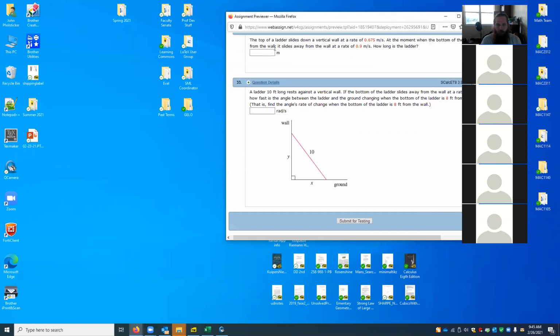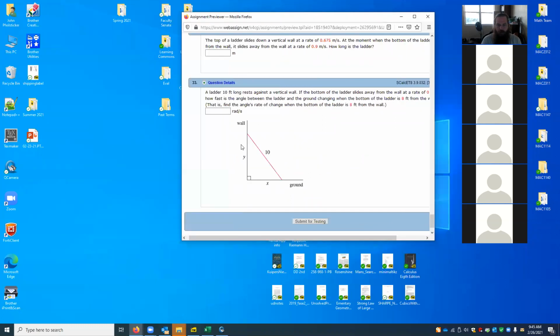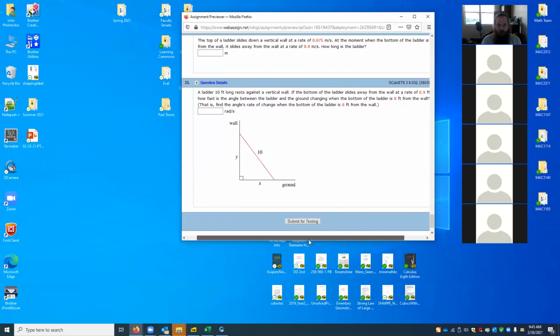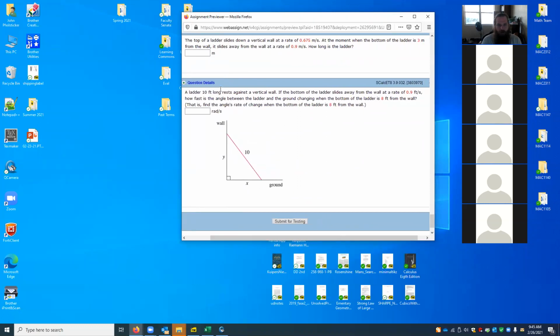Sure. A 10-foot ladder resting on a wall. This is a lot like the setup we had in class. The base is going to start sliding away. But now, instead of finding the rate of change for the height, we want to find how fast the angle between the ladder and the ground is changing. So it's kind of like the kite problem, if you remember the kite problem we did in class.